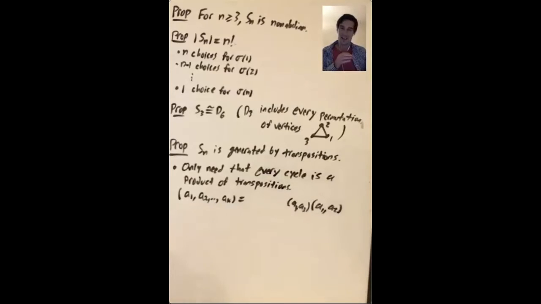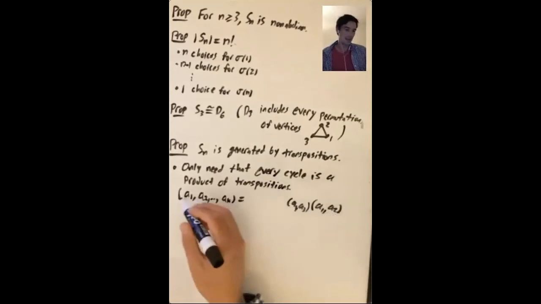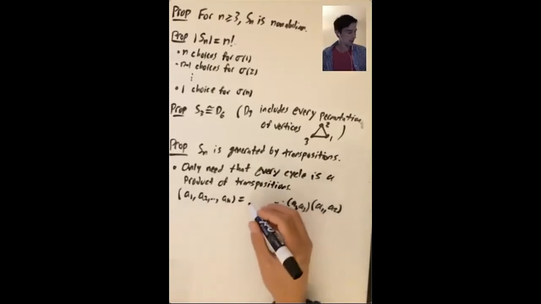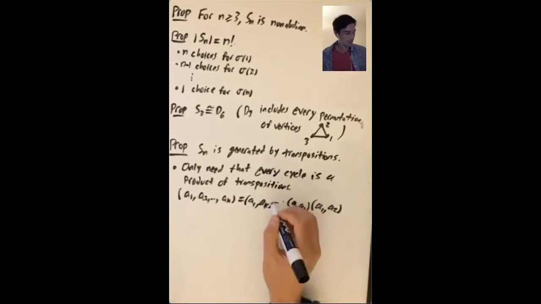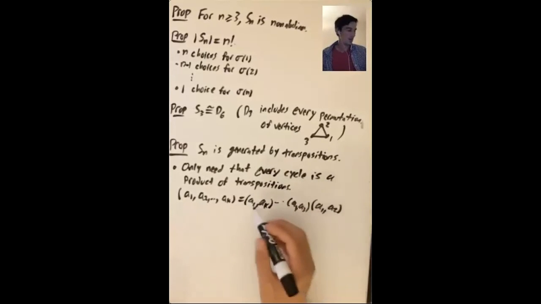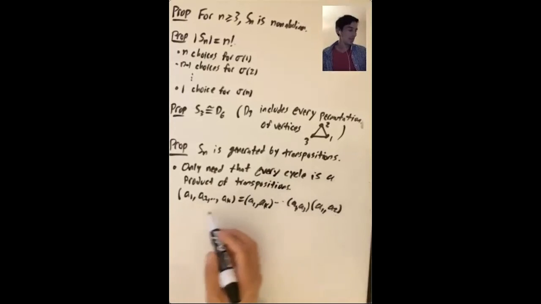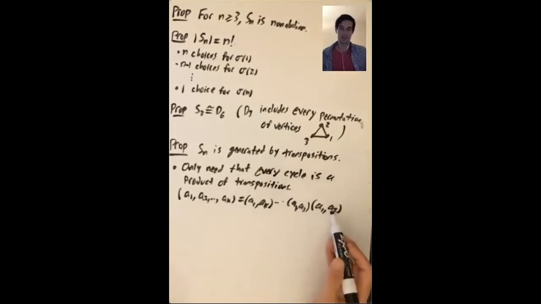So I never want another A3 in here. I don't want A3 to move. So no A2s, no A3s. But I want to fix where A3 went. A3 went to A1, but it should go to A4. So I'll get an A1, A4. And continuing in this way, you see that if you write A1, A4, A1, A5 in this order, you get this cycle written as a product of transpositions.